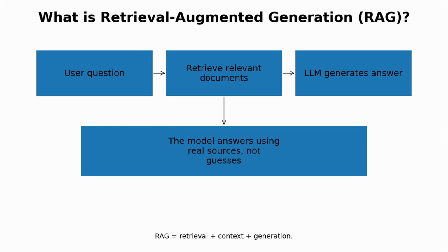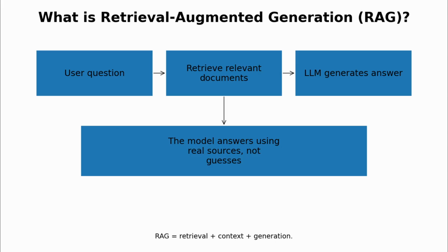RAG stands for Retrieval-Augmented Generation. The name sounds technical, but the concept is simple. Before the model answers, it retrieves relevant information from a set of documents, then uses that information as context while generating the response. So instead of asking an LLM to answer from memory, you're asking it to answer from evidence. The model becomes less of a guessing machine and more of a writer that reads sources, then explains them.